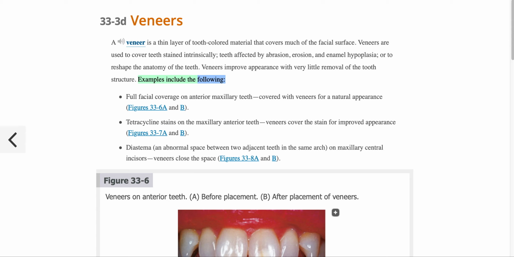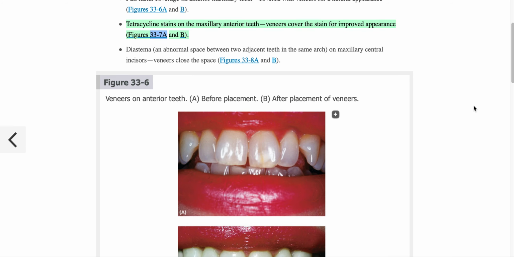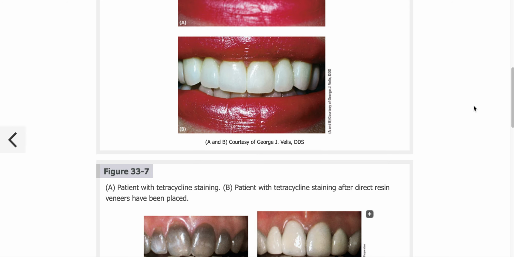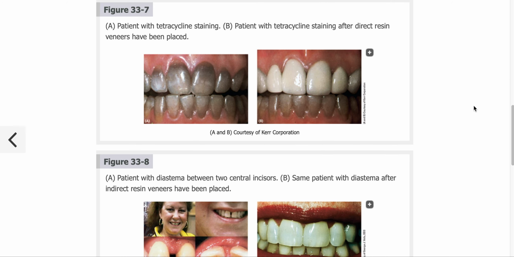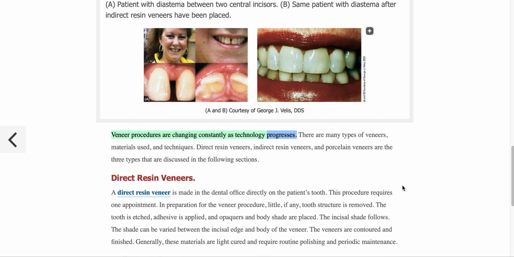Examples include the following. Full facial coverage on anterior maxillary teeth, covered with veneers for a natural appearance, figures 33-6A and B. Tetracycline stains on the maxillary anterior teeth, veneers cover the stain for improved appearance, figures 33-7A and B. Diastema, an abnormal space between two adjacent teeth in the same arch, on maxillary central incisors, veneers close the space, figures 33-8A and B. Veneer procedures are changing constantly as technology progresses.